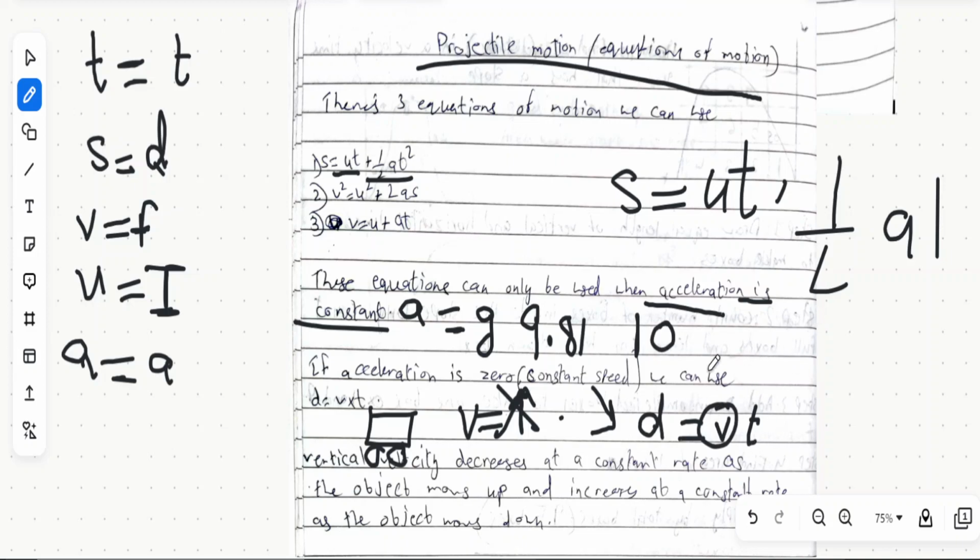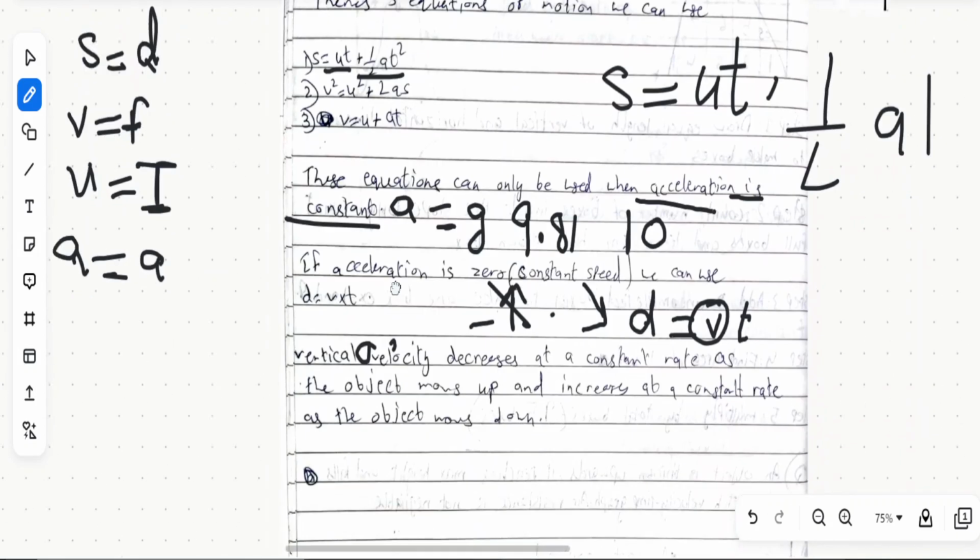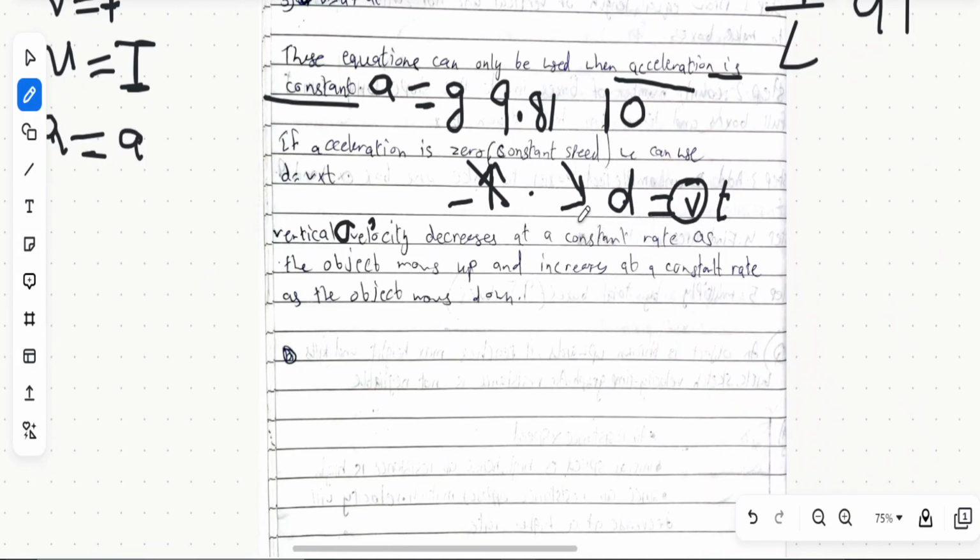Let me just erase this. And remember that velocity decreases at a constant rate as the object moves up and increases at a constant rate as the object moves down. What is this phenomenon? Let me explain it in a simple way.